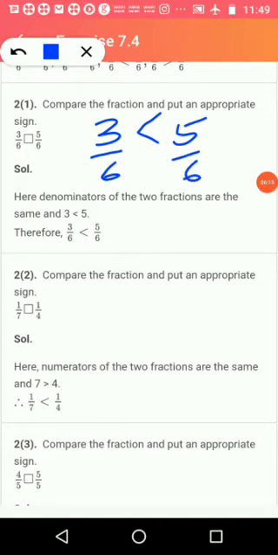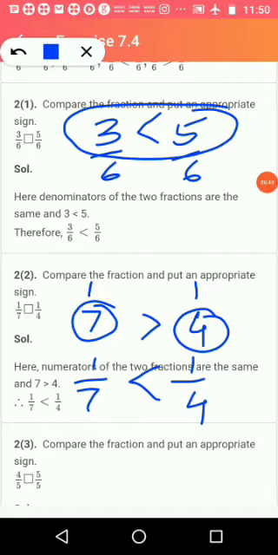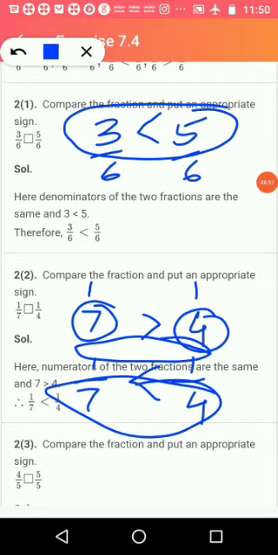Next, for 1 by 7 and 1 by 4, here you see the numerators are equal. Right? Now the denominators 7 and 4. 7 is greater than 4. So 1 by 7 is lesser than 1 by 4. If the denominator is same, you will compare the numerators and put the same sign. If the numerator is same, you will compare the denominators and put the opposite sign. Fine? Okay, next.